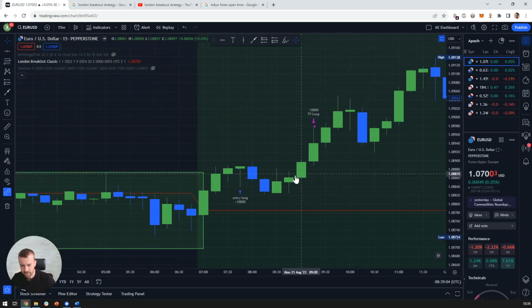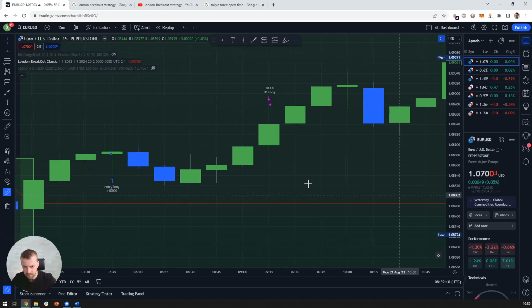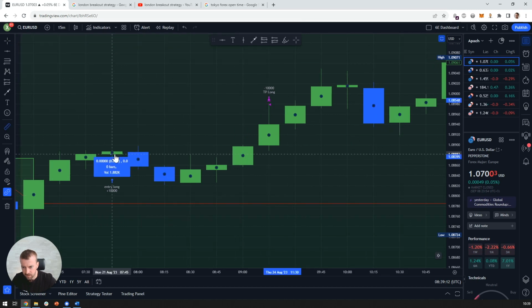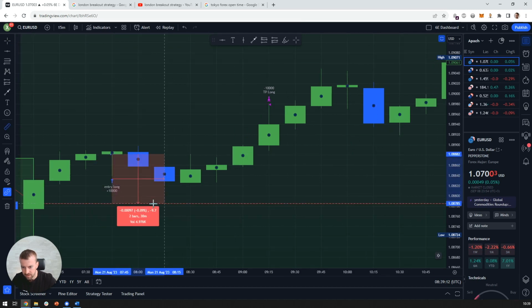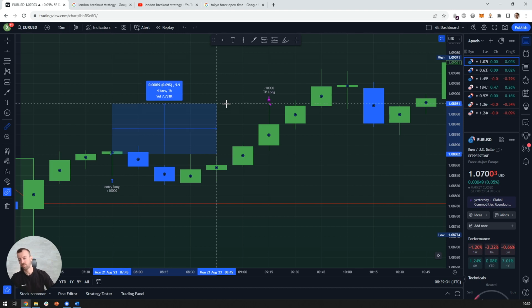Okay, so we are entering the trade right here. Let's zoom in a little bit so that we can see it better. So entering here, our stop loss is 9.5, 9.6, something like that, pips away, and our take profit is at 9.5, 9.6, something like that. So it works perfectly.